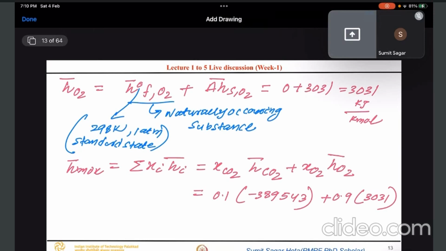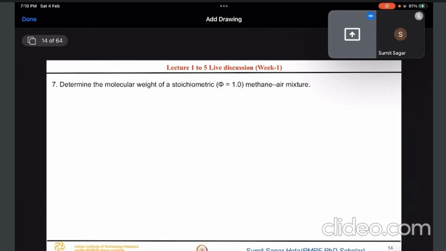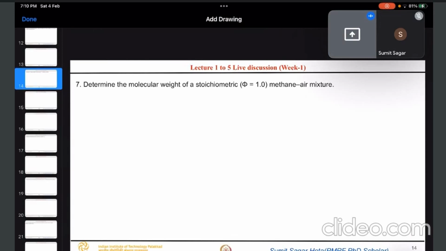Now I think these values come out to be minus 36226 kilojoule per kilomole of mixture. Now this question is also done. Now we go to our 7th question. This is only a one line question, but when you see the solution, then you understand what exactly this question is.